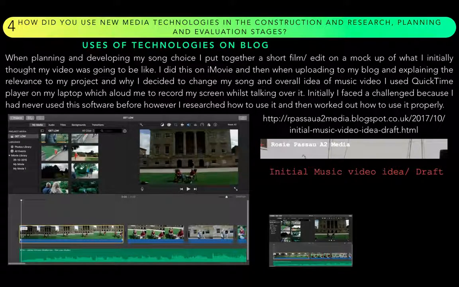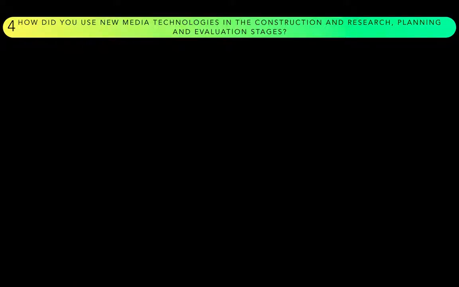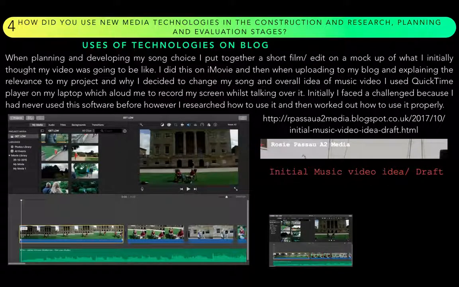When planning and developing my song choice, I put together a short film or a mock-up of what I initially thought my video was going to be like when I had chosen my song. I did this on iMovie and then uploaded it to my blog, explaining the relevance to my project and why I decided to change my song and overall idea of music video. I used QuickTime Player on my laptop, which allowed me to record my screen whilst talking over it. Initially I faced a challenge because I had never used it before, and I then researched how to use it, and then I worked it out from there.